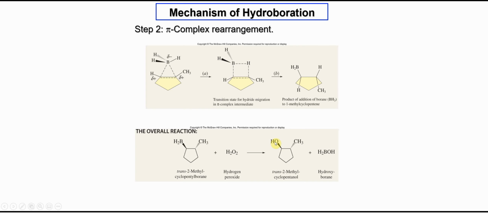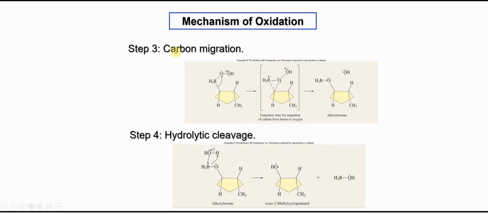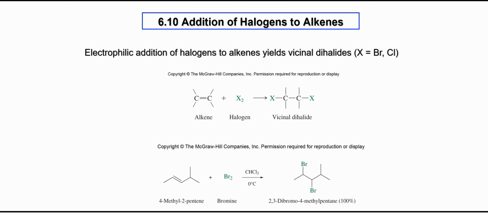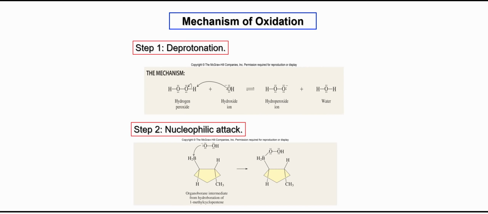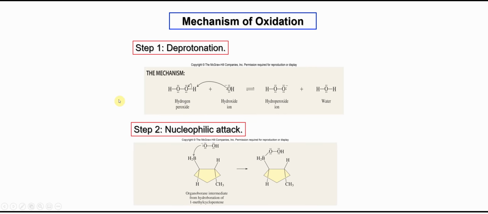So how is this oxidation going to occur? I would consider that it goes through 4 steps. The first step is called deprotonation. The second step is called nucleophilic attack. The third one is called carbon migration, or pi complex rearrangement, and then hydrolytic cleavage. So let's take a look.